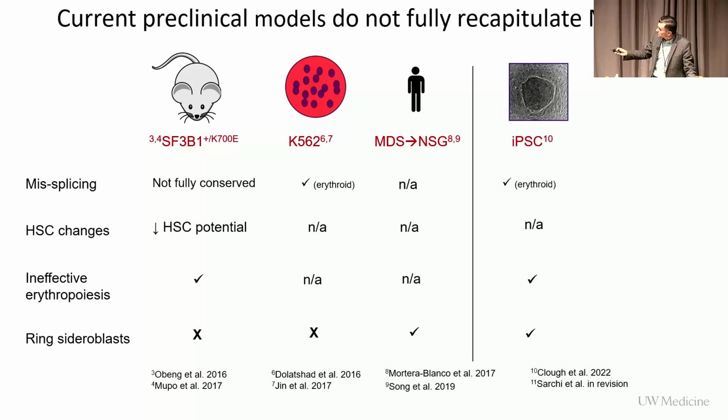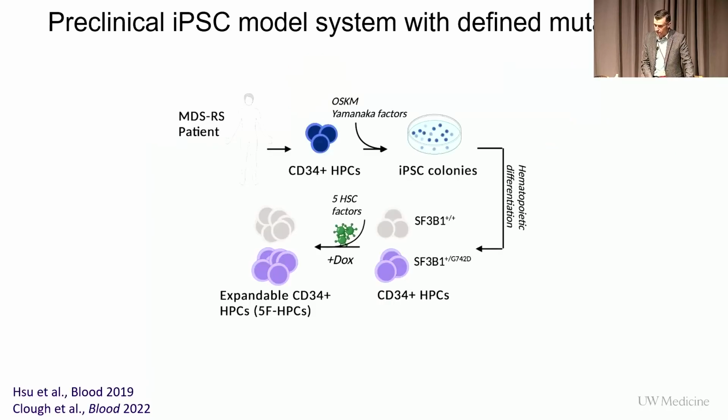So the iPS models, I'll just talk about briefly because this has been published, but we see very nice ring sideroblast formation, and this is what launched us into this. And the CRISPR editing model, we hope, can capture some of the more stem cell biology in this disorder.